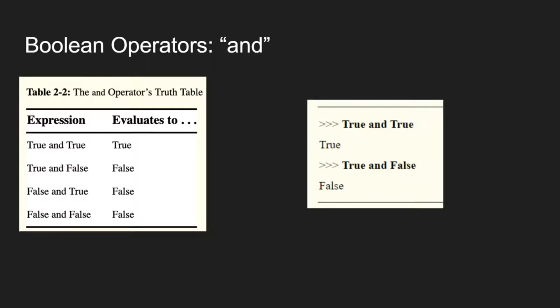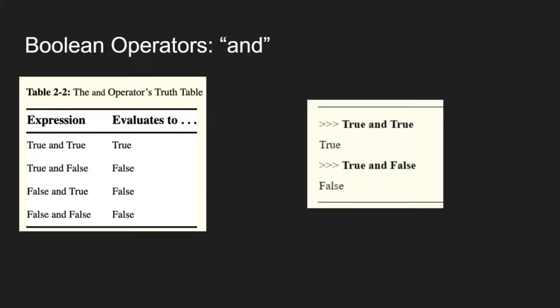The three Boolean operators and, or, and not are used to compare Boolean values. Like comparison operators, they evaluate these expressions down to a Boolean value. Let's explore these operators in detail, starting with the AND operator. The AND operator evaluates an expression down to true if both Boolean values on either side are true. Otherwise, it evaluates to false. So try going into your own shell and enter some AND expressions like the ones you see on the right.